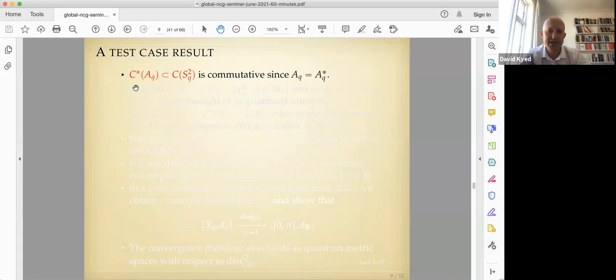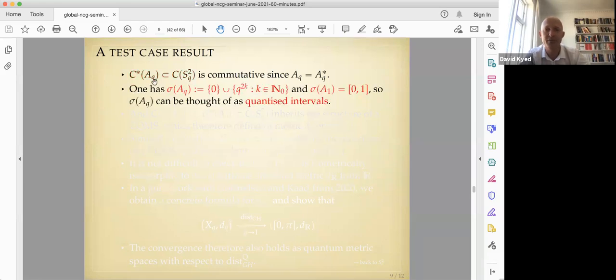And it's quite easy to compute the spectrum of this A_q. It is namely a sequence of q powers which is converging to 0. So the spectrum consists of this sequence q to the power 2k and its limit 0, when q is away from 1. And when q is equal to 1, you get a genuine unit interval as the spectrum. So I guess it makes sense to think of these spectra of A_q as quantized analogs of classical intervals.